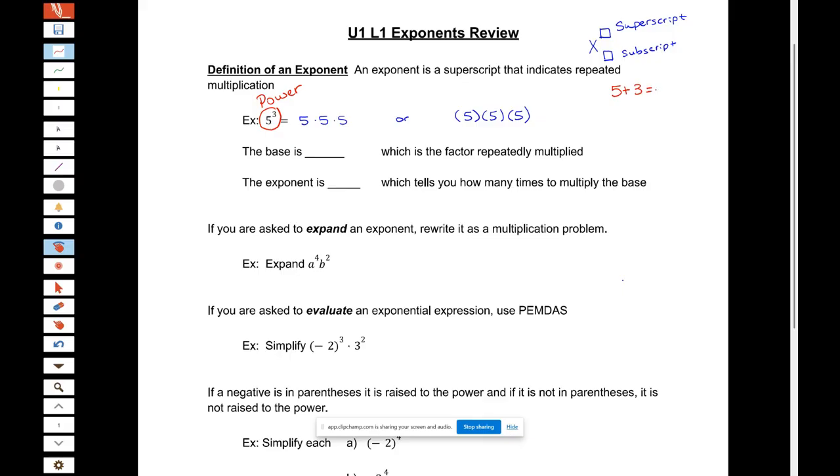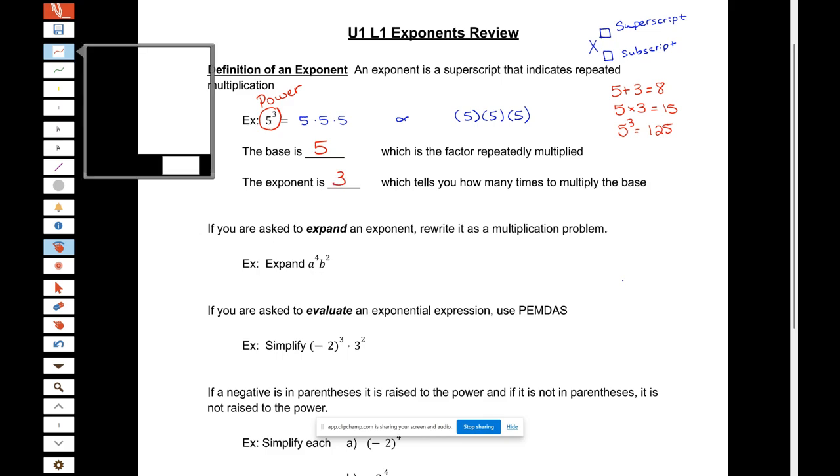If you think about operations in mathematics that increase numbers, well, you can do 5 plus 3, which is 8. You can do 5 times 3, and that will make it bigger, 15. But 5 to the third, which is 5 times 5 times 5, is 125. So exponents are the quickest way to make numbers really, really big. The base is the number at the bottom, which is 5, and the exponent is the 3. It tells you how many times to multiply the base.